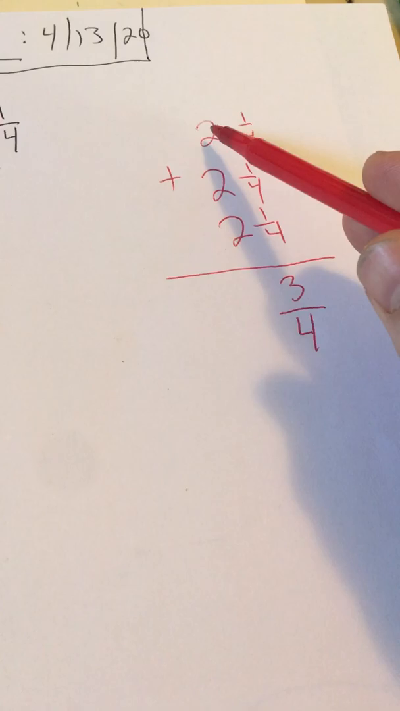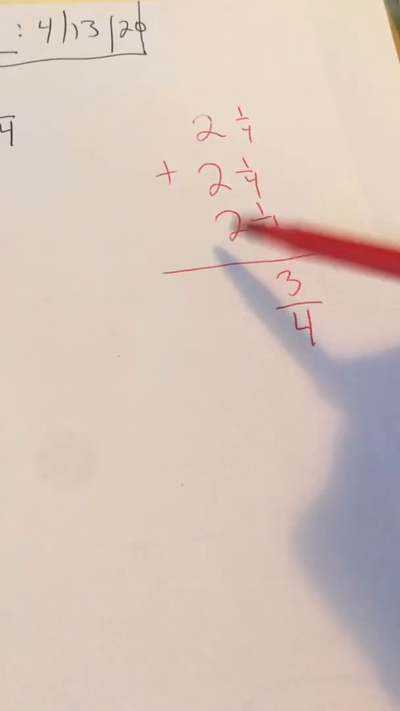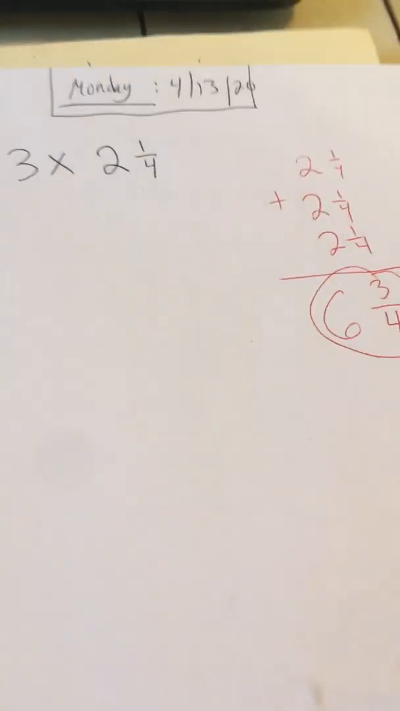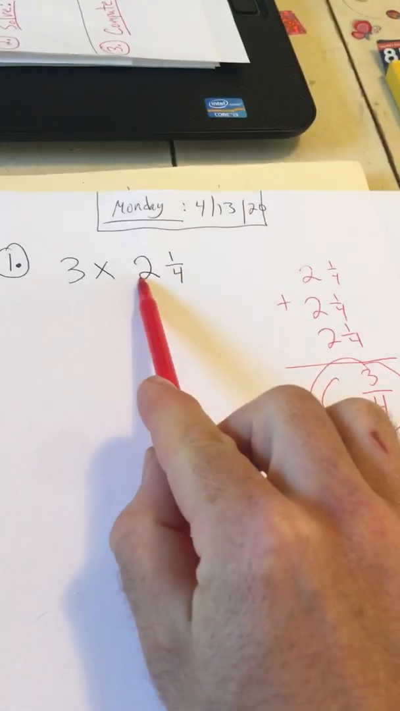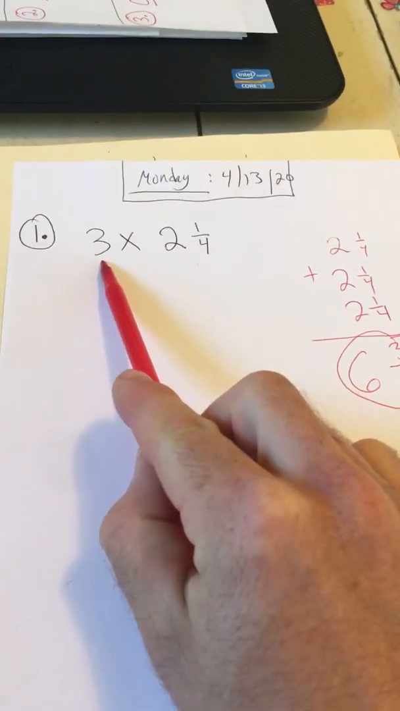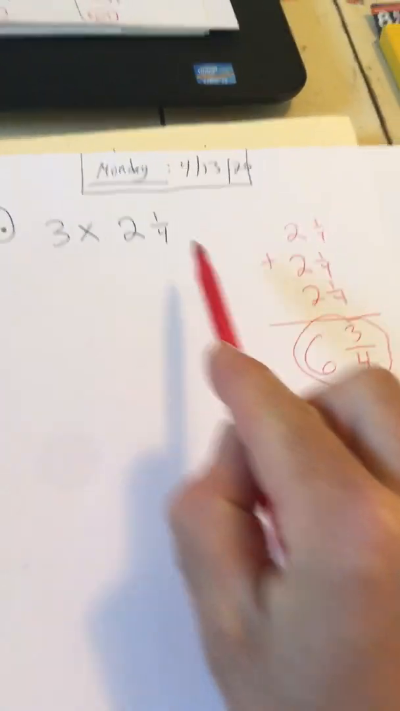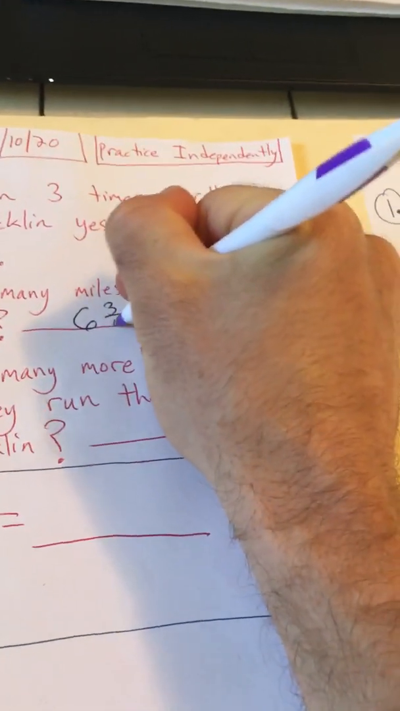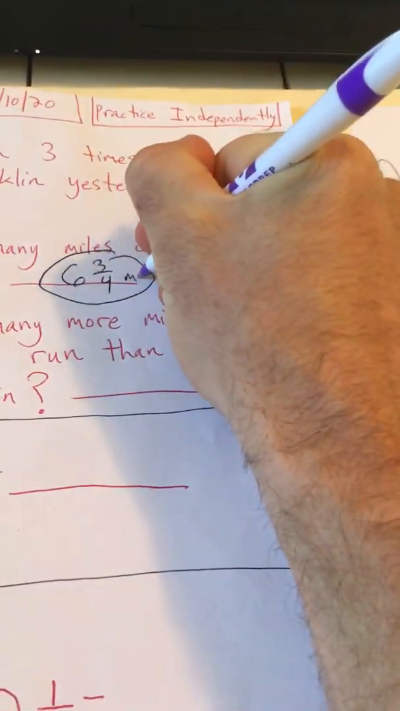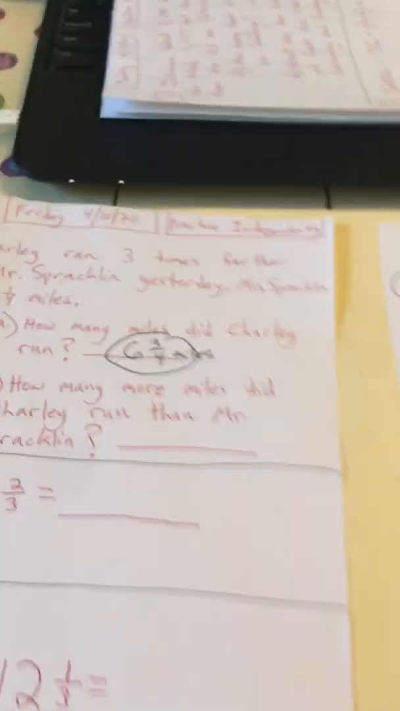Now we're going to add the whole numbers. 2 plus 2 plus 2 is 6. So the answer to this problem, if Mr. Spracklin ran 2 1/4 miles and Charlie ran 3 times that far, 3 times 2 1/4 is 6 3/4. So the answer to part A, how many miles did Charlie run? He ran 6 3/4 miles.